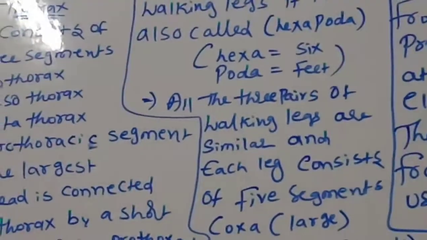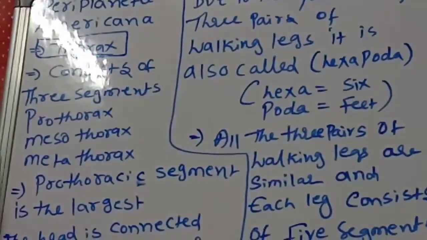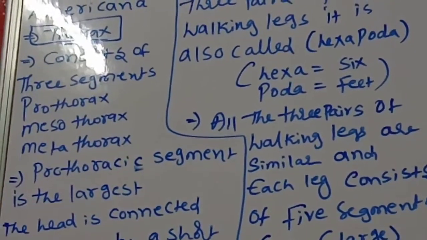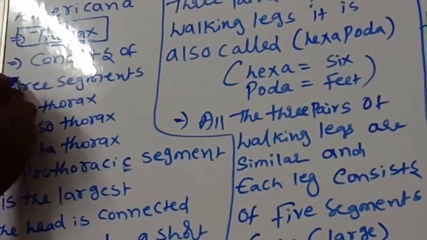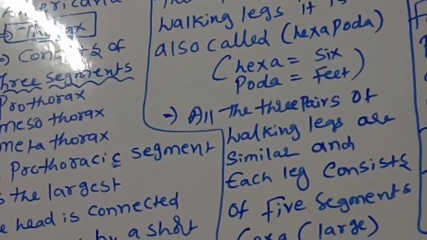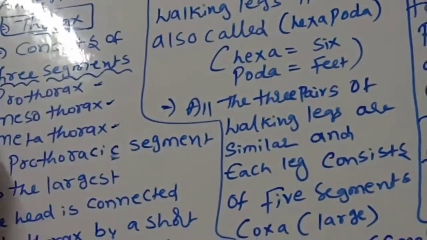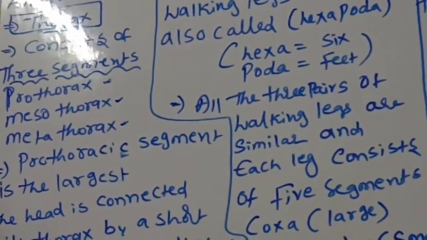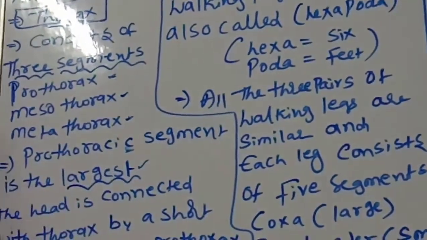Today we are going to discuss the thorax segment of Periplaneta americana. What is the thorax segment? What are the parts in the thorax segment? Thorax consists of how many segments? Three segments: prothorax, mesothorax, metathorax. The prothoracic segment is the largest.